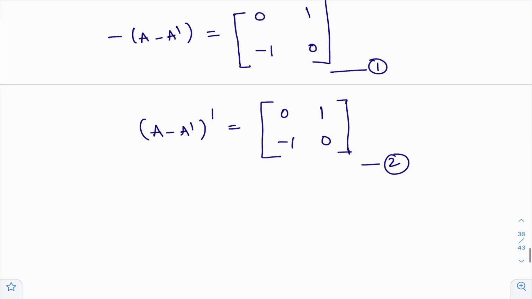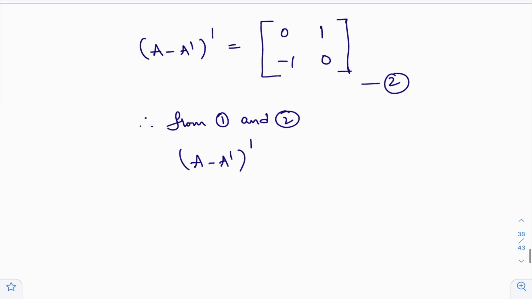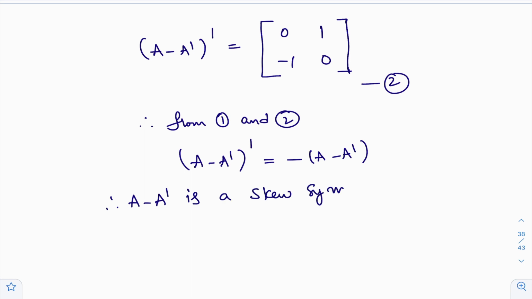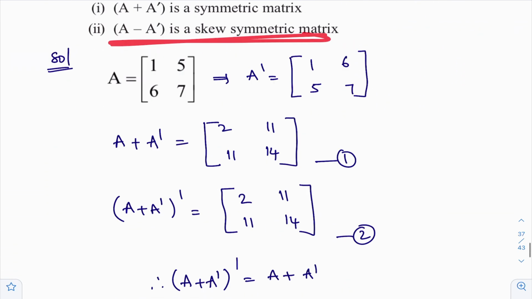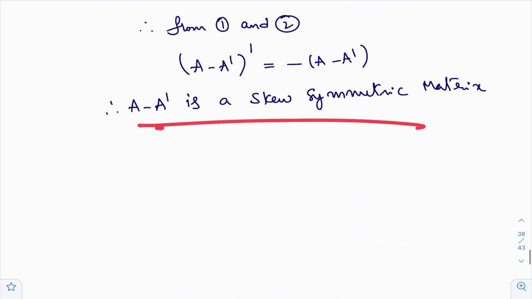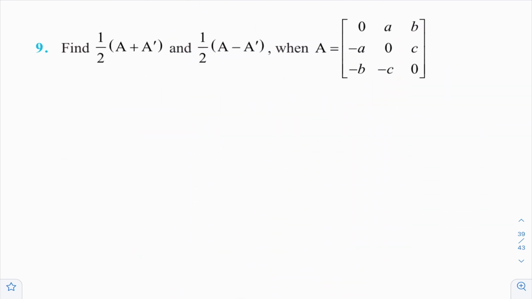I'll write that from 1 and 2. Therefore, from 1 and 2, A minus A dash whole dash equal to minus of A minus A dash. Therefore, A minus A dash is a skew symmetric matrix. I hope you understand, right? They are asking us to prove A minus A dash is skew symmetric. We calculated that A minus A dash is skew symmetric. Now we'll move to next problem.